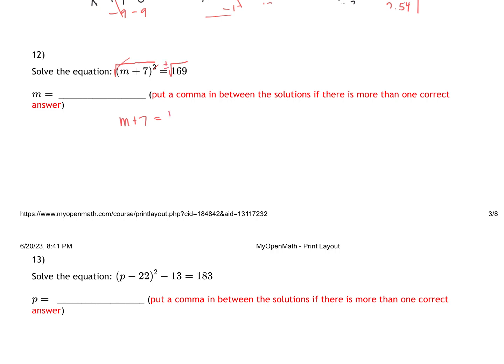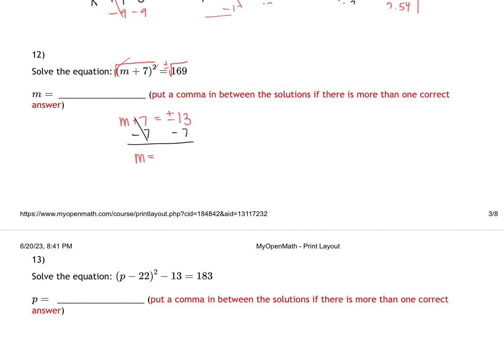Don't forget to put plus or minus. So plus or minus 13. And then we just subtract 7. Okay, so here's where people make a mistake. They say 13 minus 7 is 6, and they put plus or minus 6.